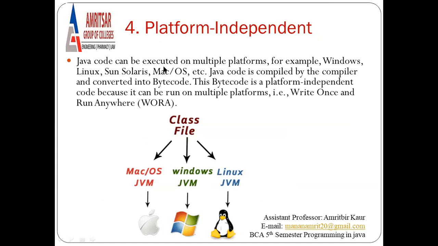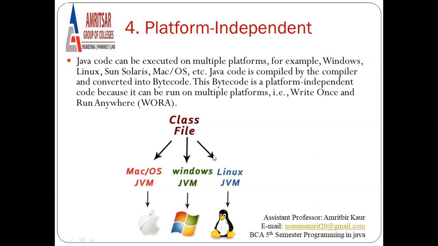So Java code can be executed on multiple platforms, for example, Windows, Linux, Sun Solaris, Mac operating system, etc. These are the names of different operating systems. Java code is compiled by the compiler and converted into bytecode, and bytecode is platform independent code because it can run on multiple platforms: write once and run anywhere.